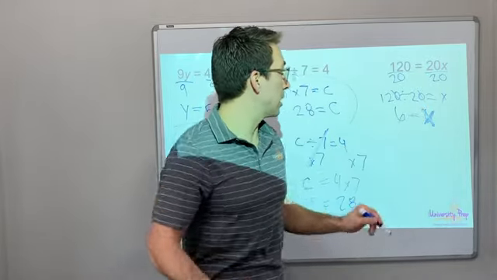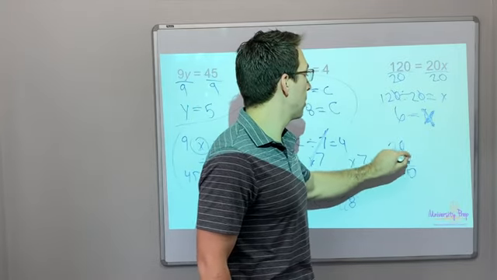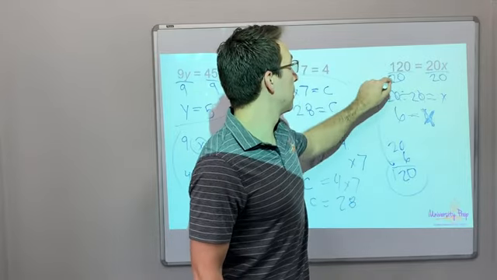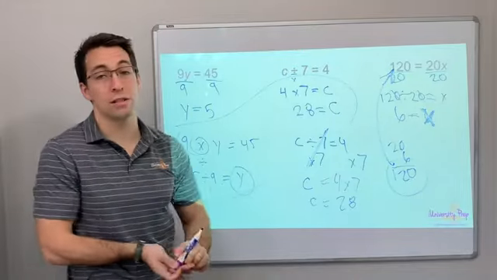And let's test it. 20 times 6: 0, then 2 times 6 is 12. 120. There is a lot going on in this board.